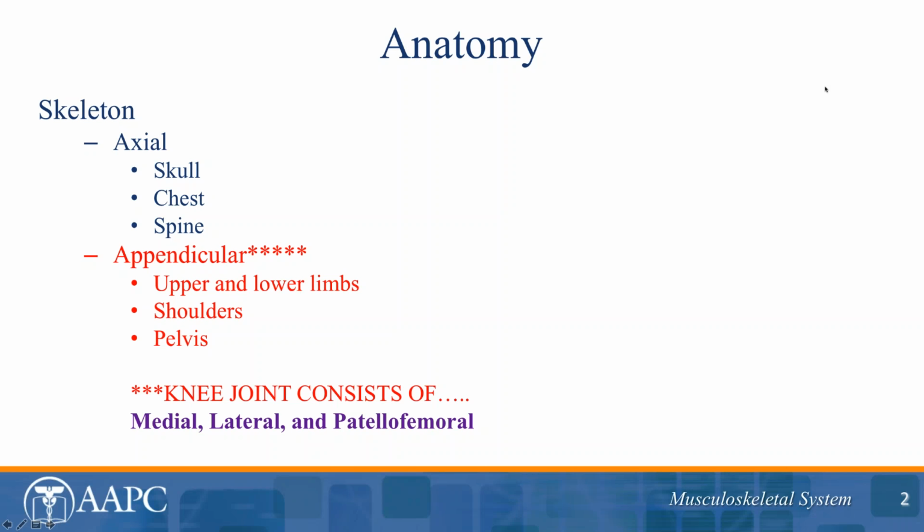Okay, what we're going to do, you're going to jot down appendicular, and you need to know the parts of the appendicular skeleton. Well, we know the skeleton is broken into two parts. You have your axial, and then you have your appendicular. Appendicular is your upper and your lower limbs, your shoulders, and also the pelvis area.